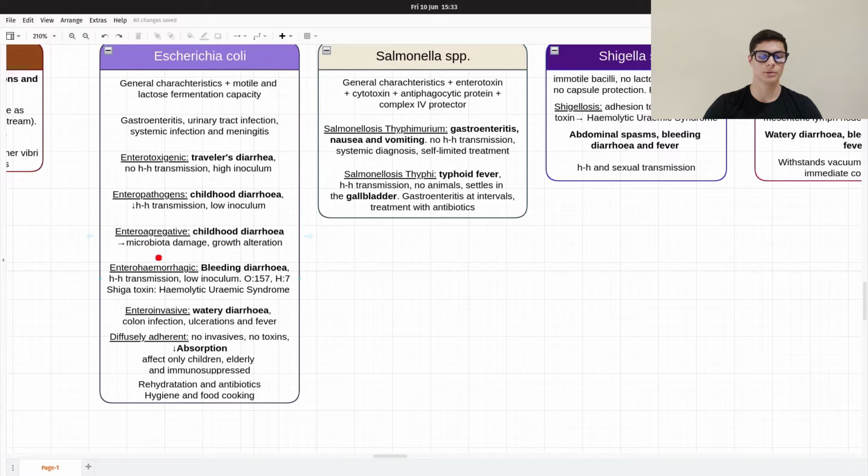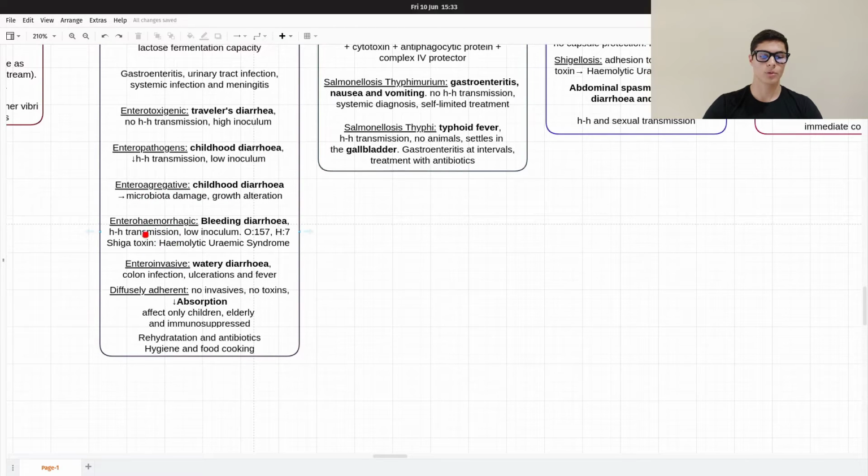damage to the microbiota. Then we have the worst, the enterohemorrhagic, which causes the bleeding diarrhea. There is a human-to-human transmission, low inoculum, so it's very dangerous because of those two things. And it's also named as O157:H7. This is the number for the flagella, and this is for the polysaccharides on the surface.